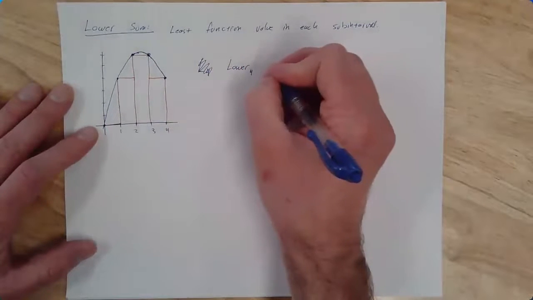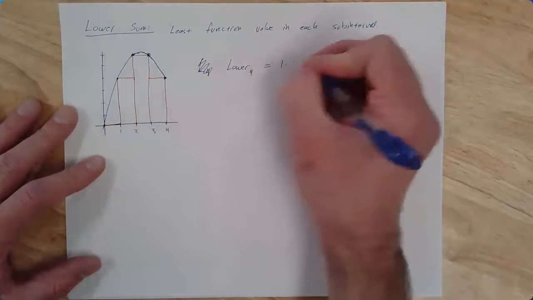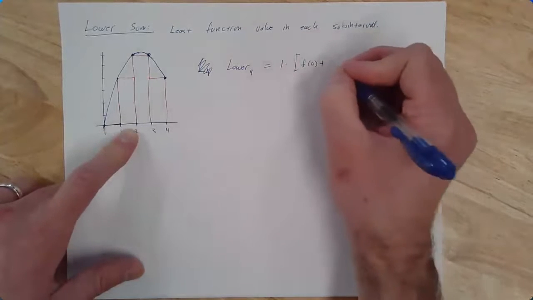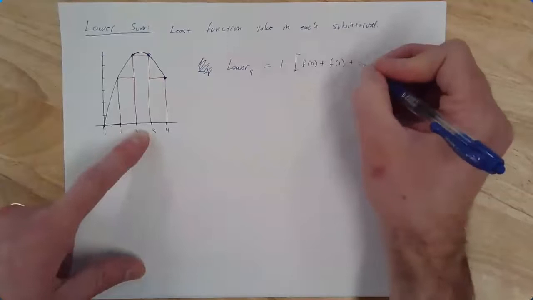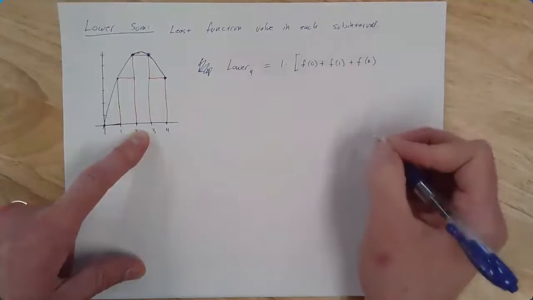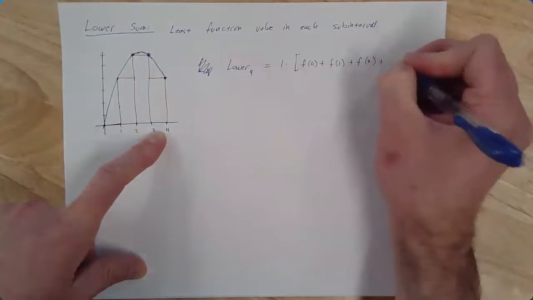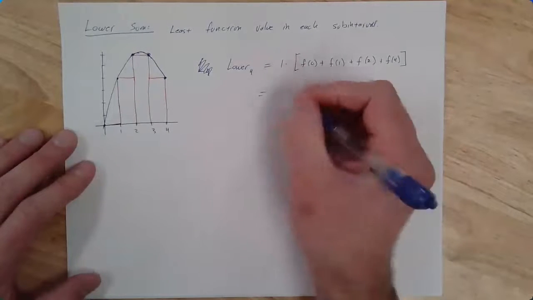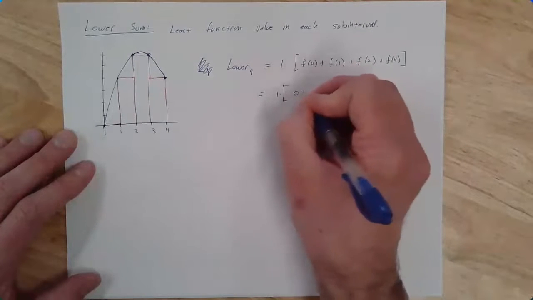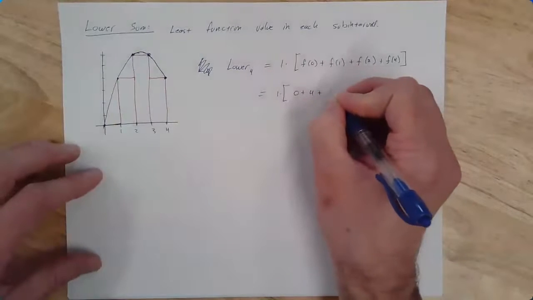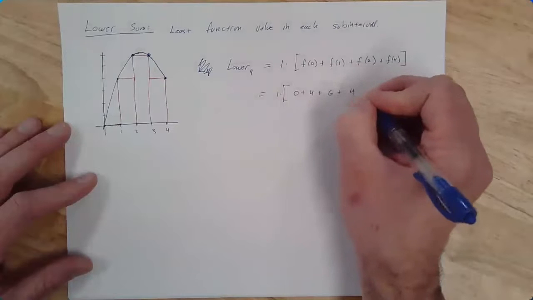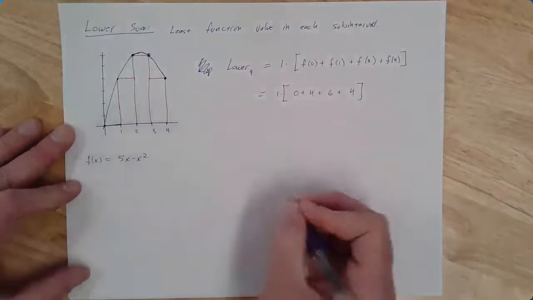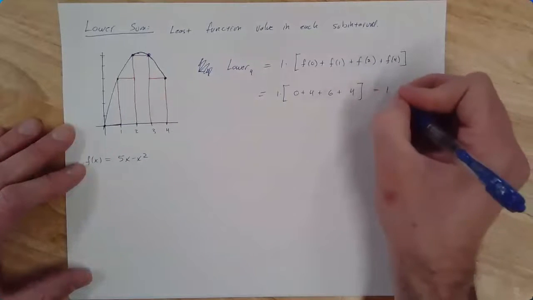So that's going to be equal to 1 times, my first rectangle has a height of f of 0. My second rectangle has a height of f of 1. My third rectangle has a height of f of 2. And my fourth rectangle has a height of f of 4. Which is going to give me 1 times 0 plus 4 plus f of 2, which is 6, plus f of 4, which is 4. So let's just write the function again. Right, the function is 5x minus x squared. And so that's going to give us 14.